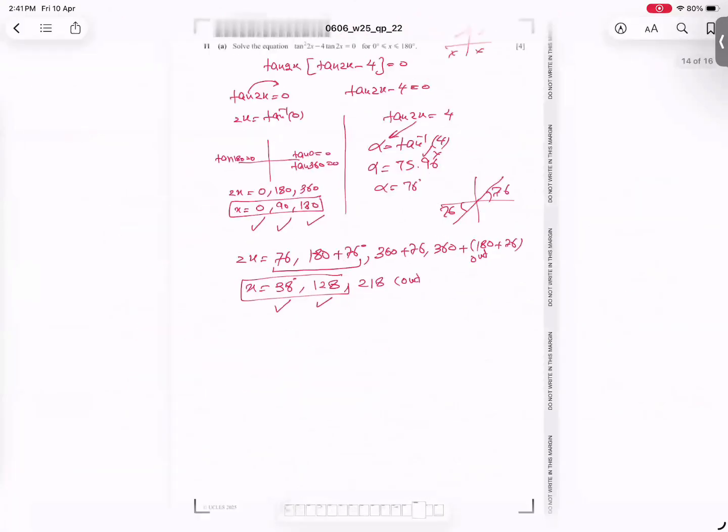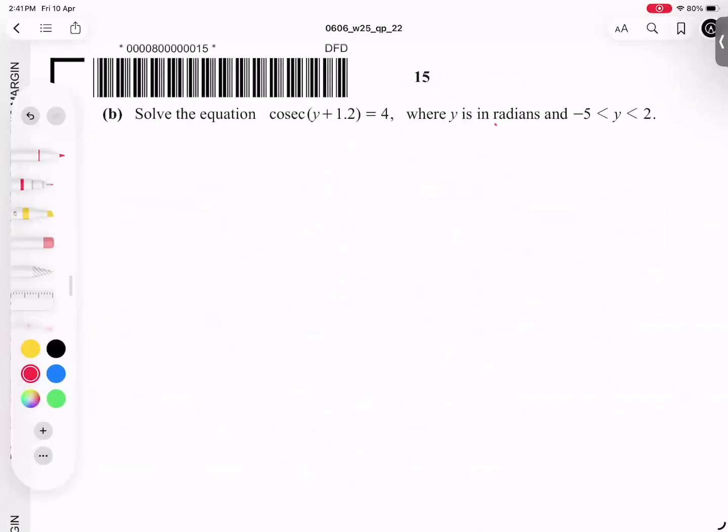I hope the point is very clear. How to deal with this question? Concentrate. This time he asked for radians, so I have to convert our calculator to radian mode. Make sure. Okay, now I'm starting. Get ready, all of you. So first of all, cosecant. What is cosecant, students? 1 over sine. And the whole thing comes in bracket, y plus 1.2, equal to 4.